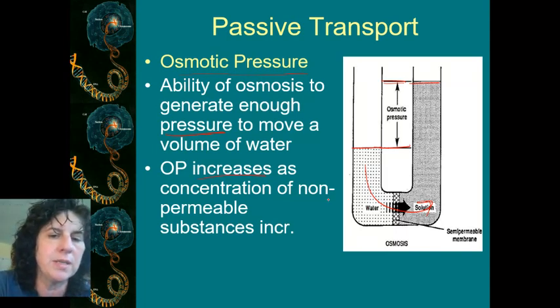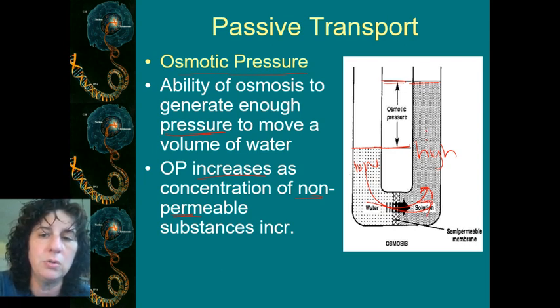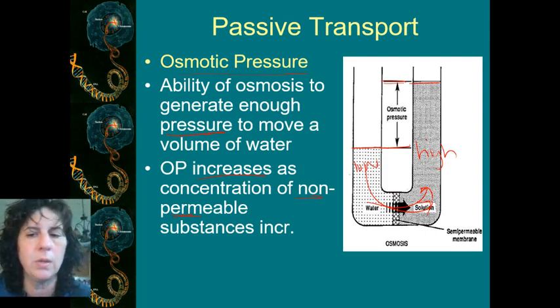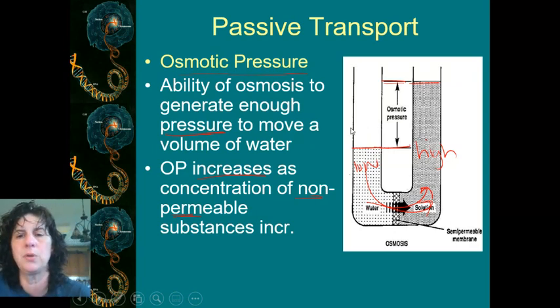Osmotic pressure increases as the concentration of things that can't move through, non-permeable substances, increases. So you have a really high osmotic pressure on this side, and a lower one on this side, and it's increasing here. It's trying to go to equilibrium, and it's going to move in an attempt to equalize both sides. It may never get there, but it's attempting to do so.